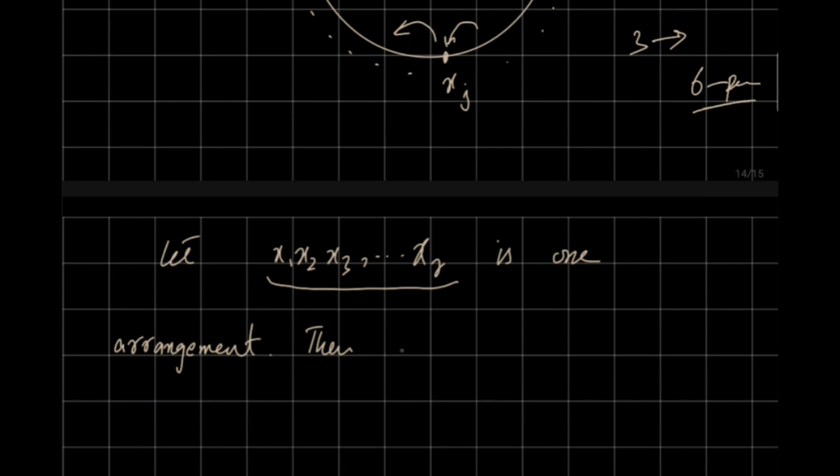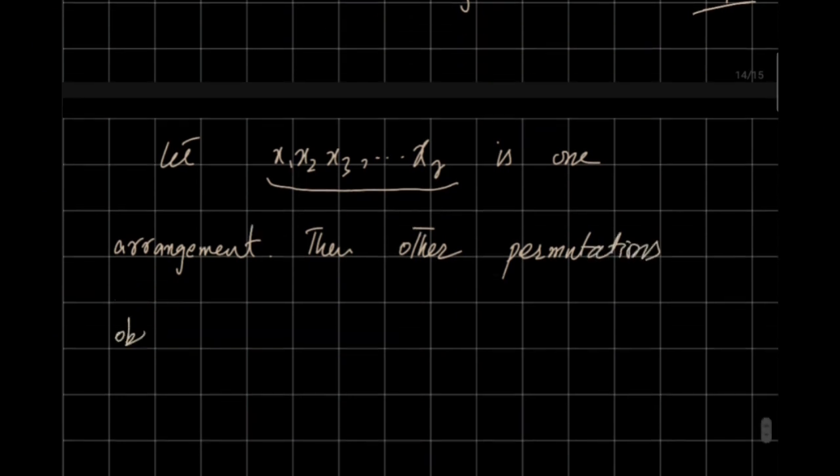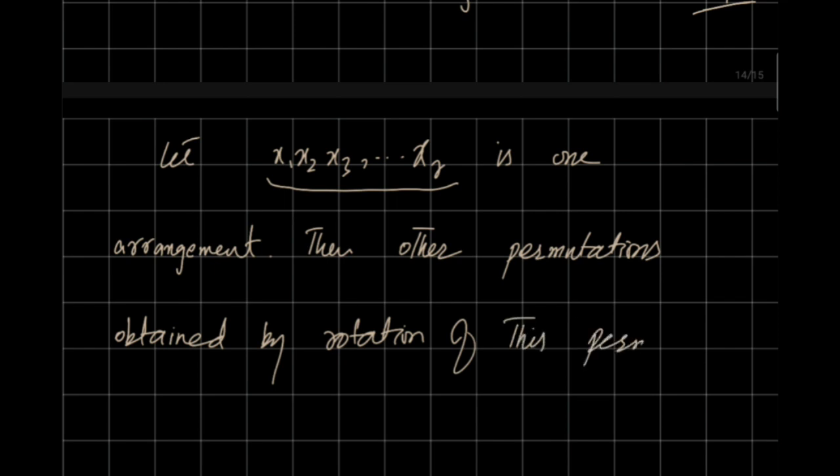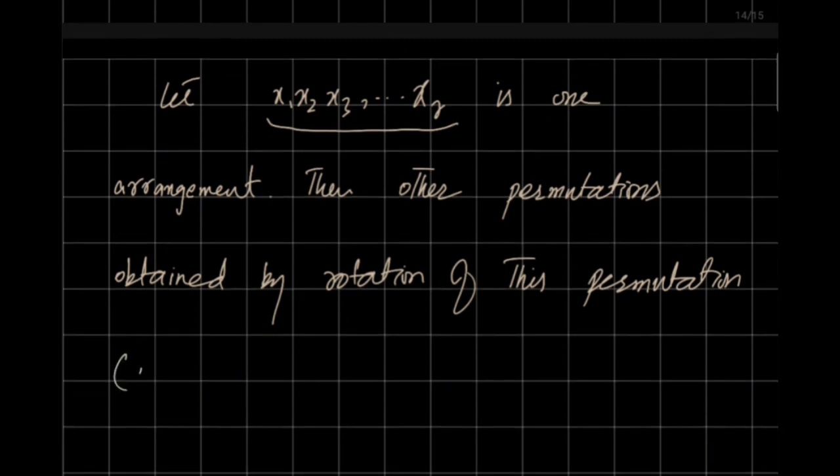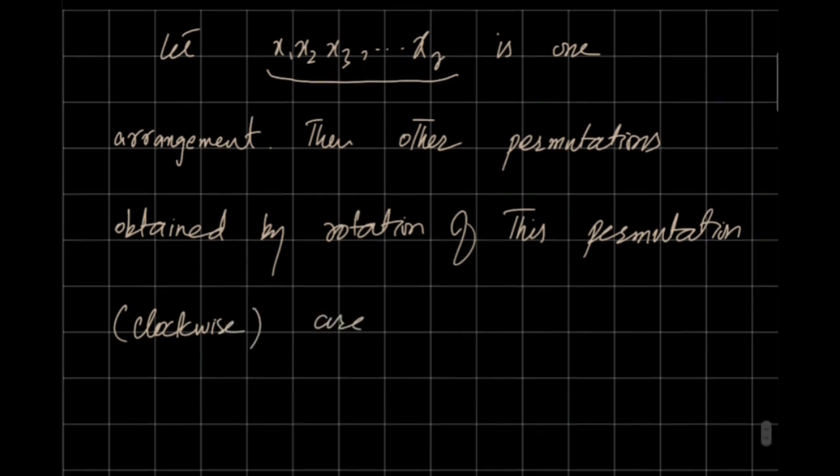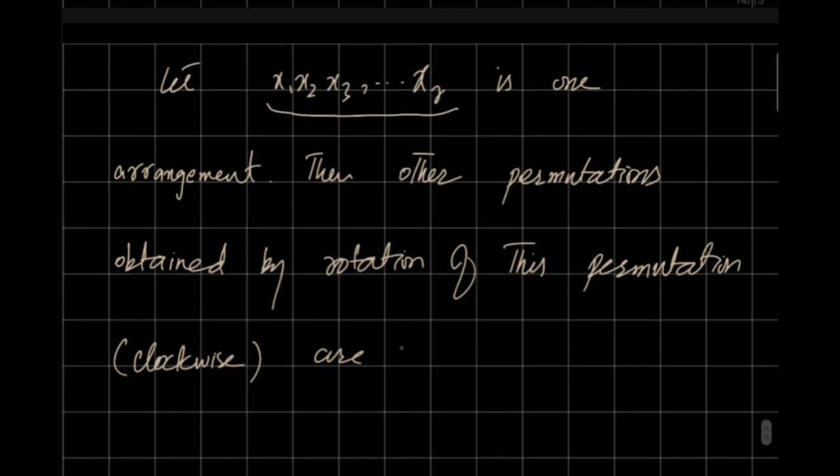Then other permutations are obtained by rotation of this permutation clockwise or anti-clockwise. I am going clockwise. The first one is, how will we obtain the first one? xr, then x1, then x2, and so on, dot dot dot, xr minus 1.